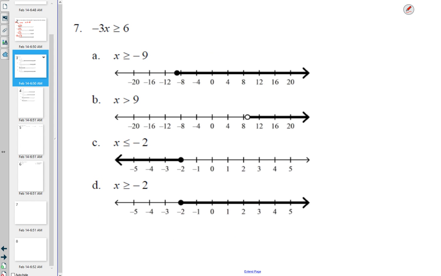Next, there's also one step. These are the ones missed the most. So I'm going to divide by.